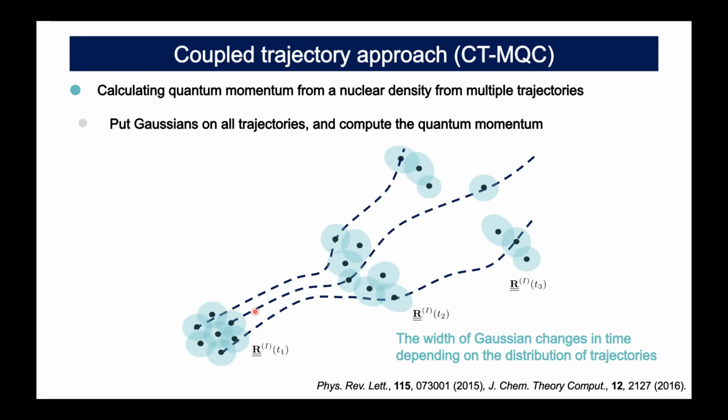So every time, we calculate the distribution of the trajectories and calculate the statistical numbers, and calculate the width of the Gaussians. Then in these coupled trajectory algorithms, the width of the Gaussian changes in time. So we run the trajectories simultaneously. Then we can calculate the distribution, the splitting of the nuclear density, and also the correct quantum coherence phenomena.